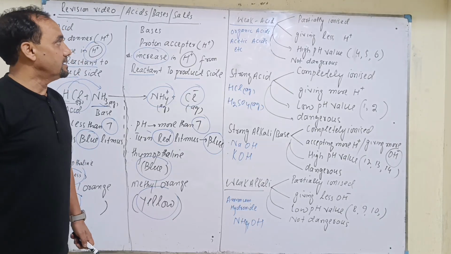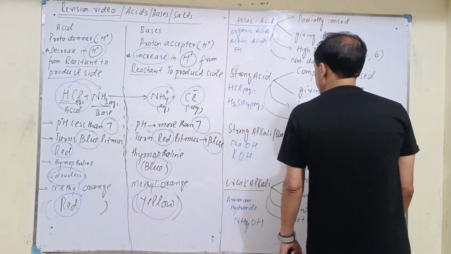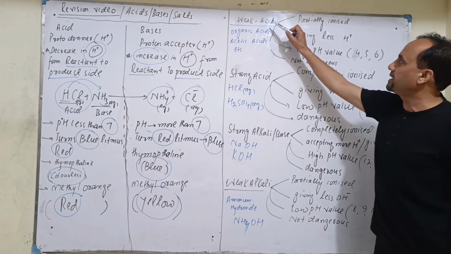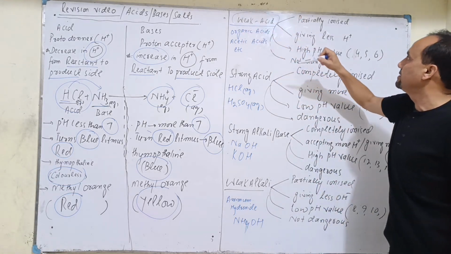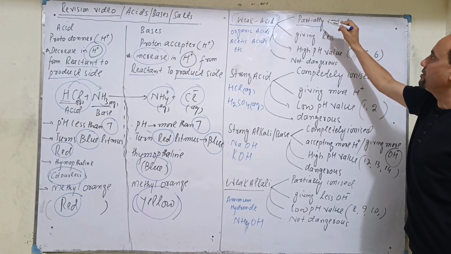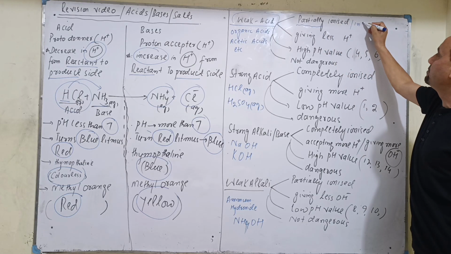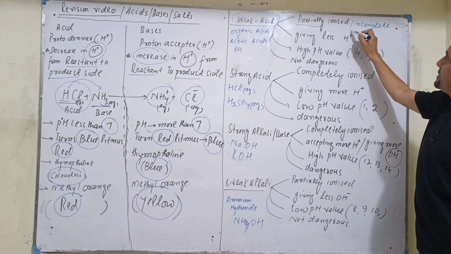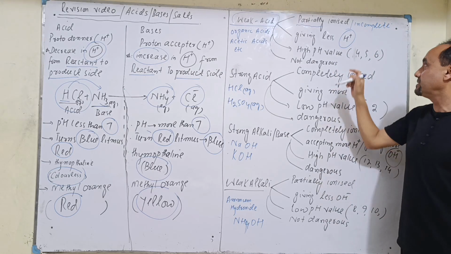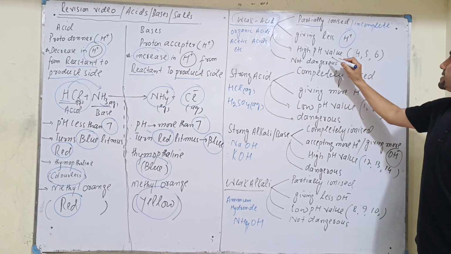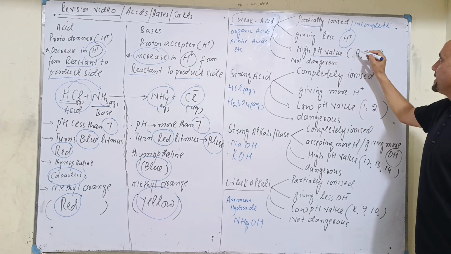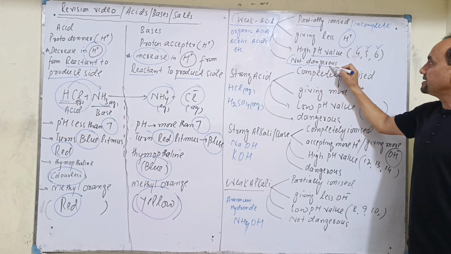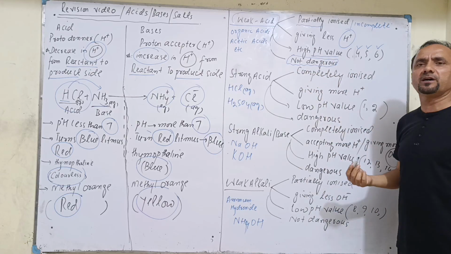The next is about the definition of strong and weak acids, and strong and weak alkalis. So what is a weak acid? It is partially ionized. Partially means incomplete. It gives fewer protons, also called hydrogen ions. The pH value will be higher, meaning 4, 5 or 6. They are not dangerous.